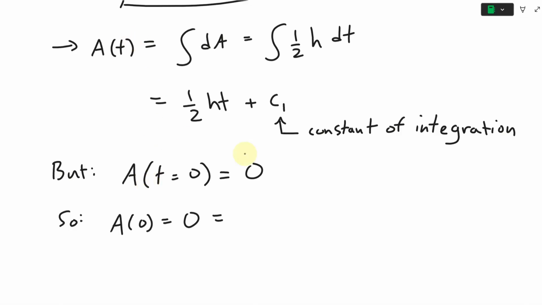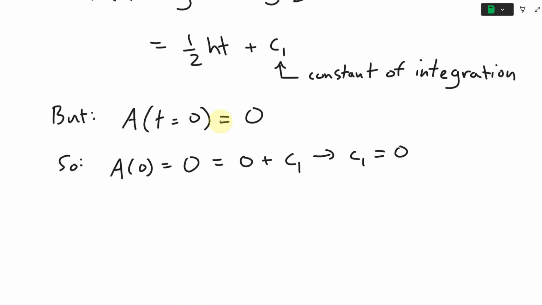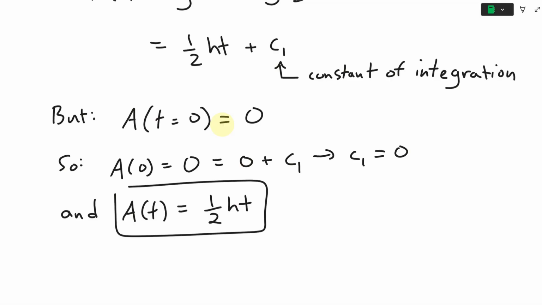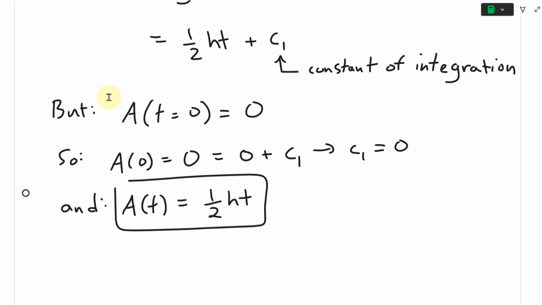And plugging this inside, 1/2 times 0, this is going to be 0 plus c1. So in other words, the constant of integration c1 is equal to 0. That means A of t is just equal to 1/2 h t. So that's what this is, and that is what the area is at time t.